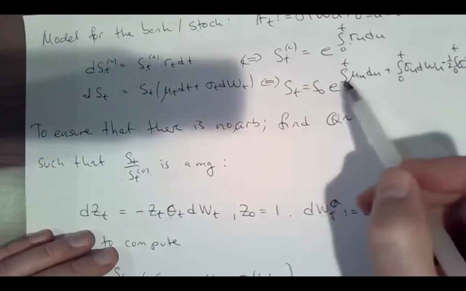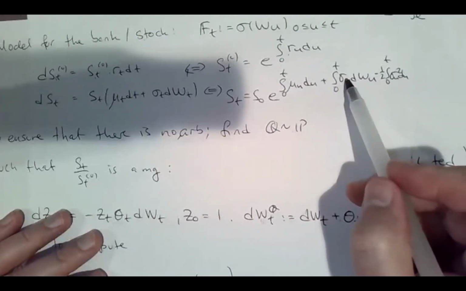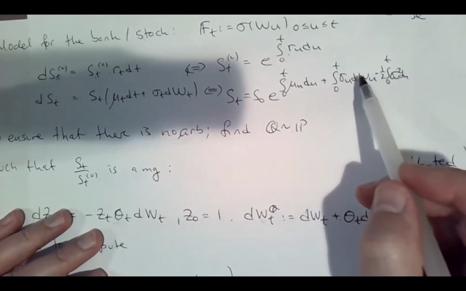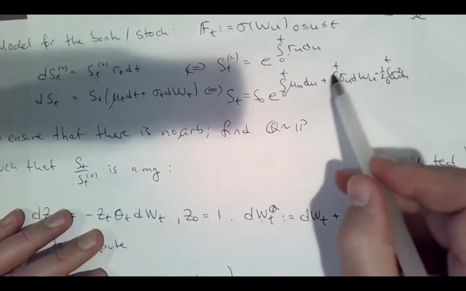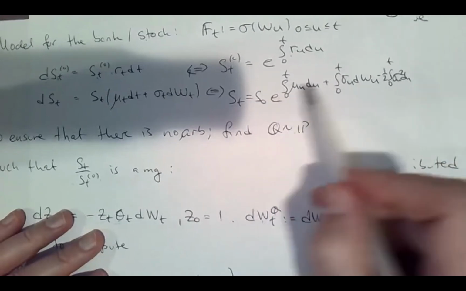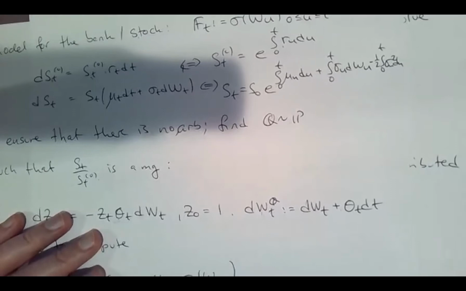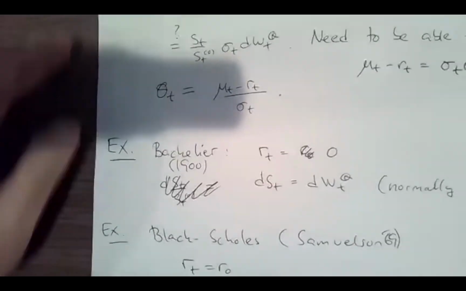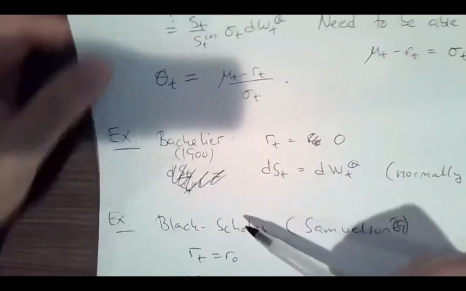You can see it's going to be log normal because the mu is gone. And so you have sigma, that's a constant, integrated with respect to Brownian motion. This is going to be normal. And then you have an exponential of a normal, you're going to get a log normal. So you have Bachelet, you have Black-Scholes. There are many other specifications of this setting that people care about.